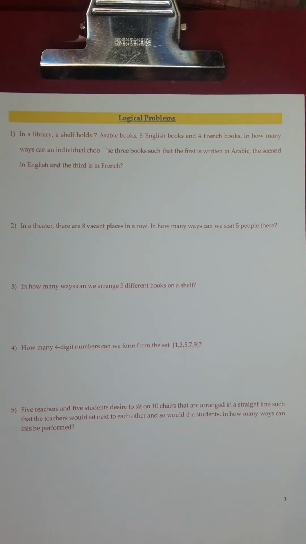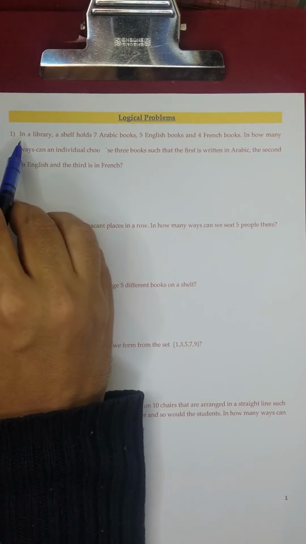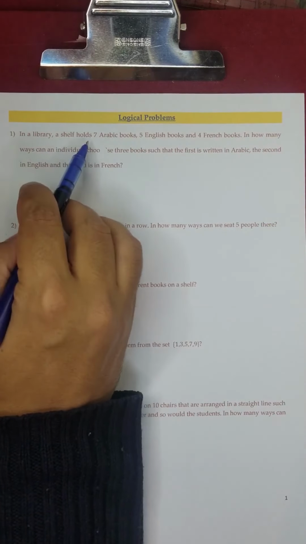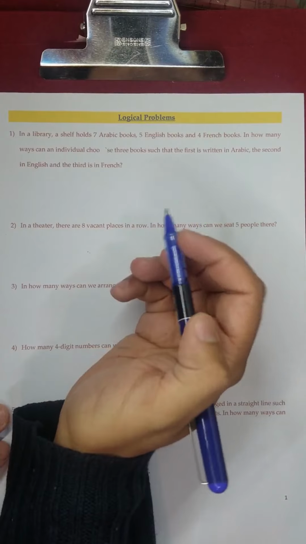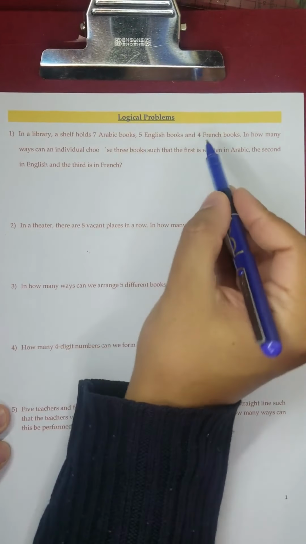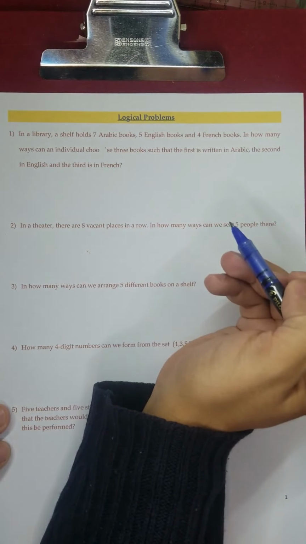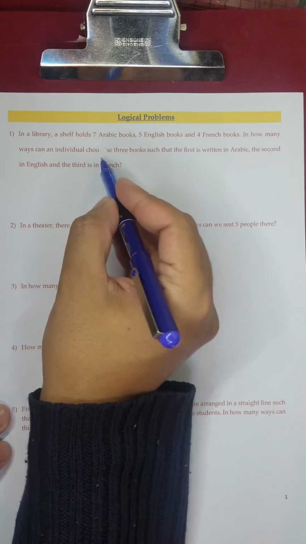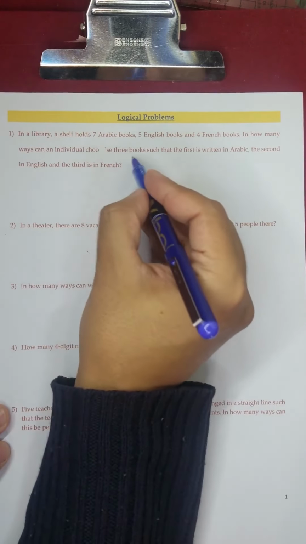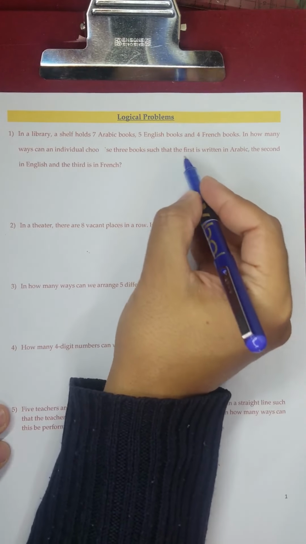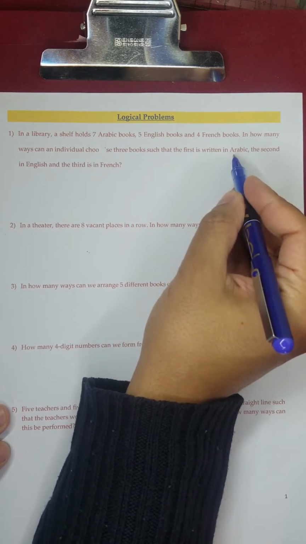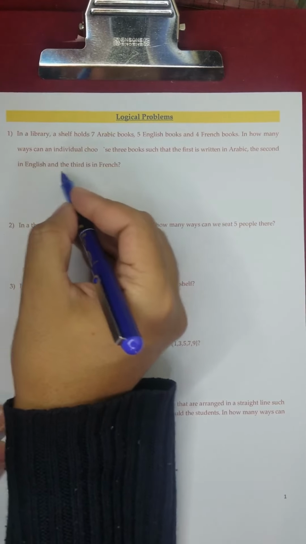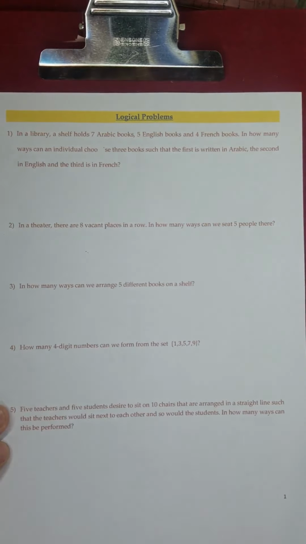The first question says the following. In a library, a shelf holds 7 Arabic books, 5 English books, and 4 French books. In how many ways can an individual choose 3 books, such that the first is written in Arabic, the second is in English, and the third is in French?